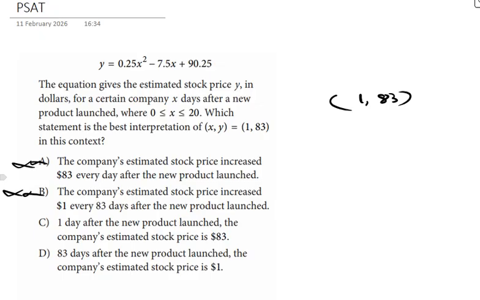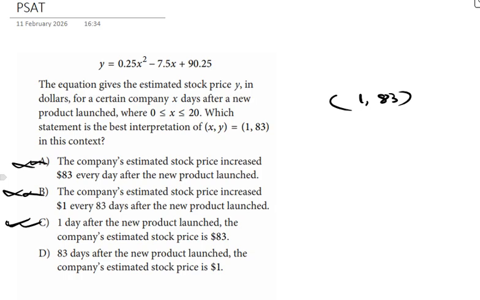Now come to option C: 1 day after the new product launched, the company's estimated stock price is $83. This matches exactly what (1, 83) means. x equals 1 day, y equals $83. So option C correctly interprets the ordered pair.